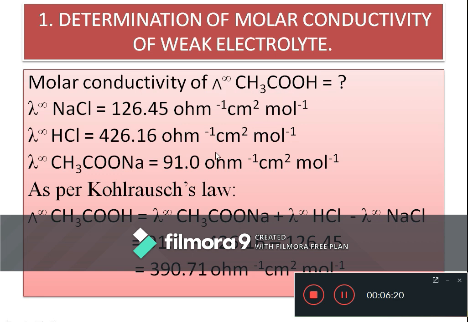Okay, so what we have to do is simply substitute the values. So 91 plus 426 minus this. You should be careful about units: ohm inverse, centimeter square, mole inverse. That is the molar conductance unit. Okay, hopefully you have understood.